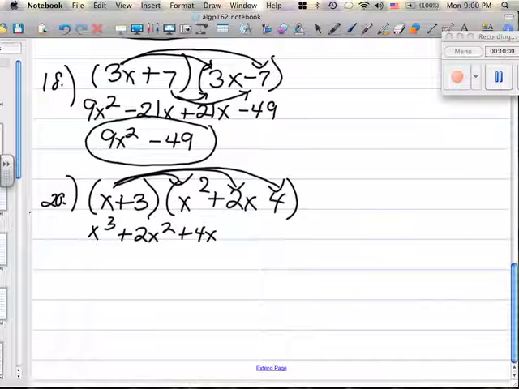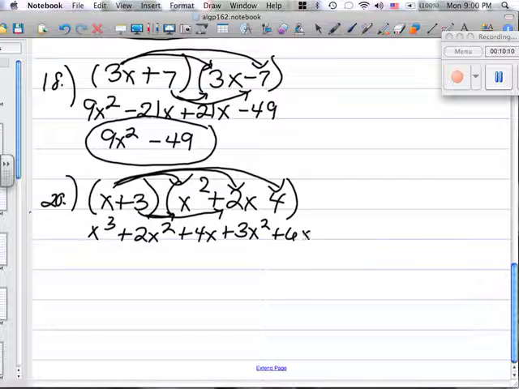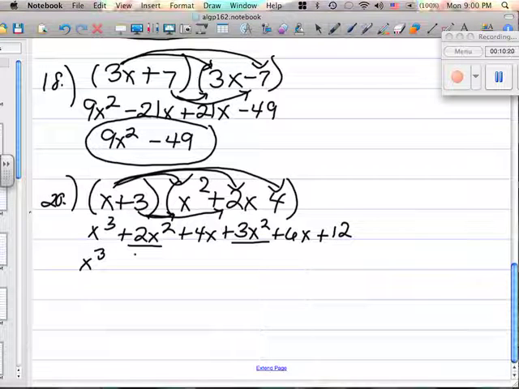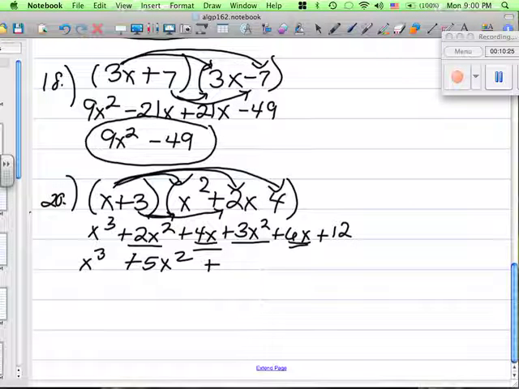And we go back and multiply by the 3. We get 3x squared, positive. 3 times the 2x is plus 6x. And then finally 3 times 4 is plus 12. Simplifying, we have x cubed, the 2x squared and the 3x squared make 5x squared. The 4x and the 6x make 10x, and then bring down the 12.